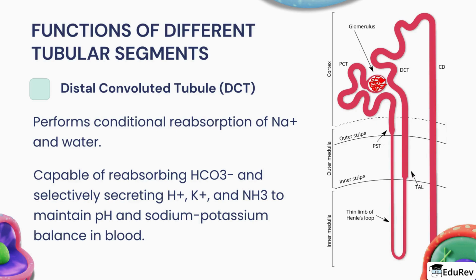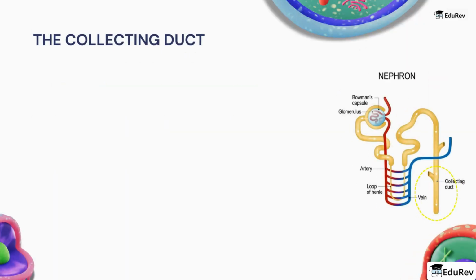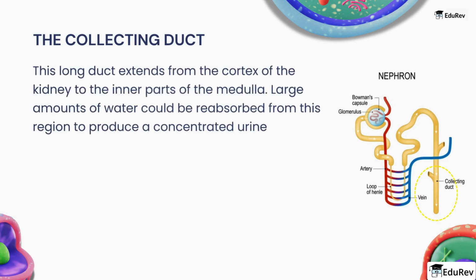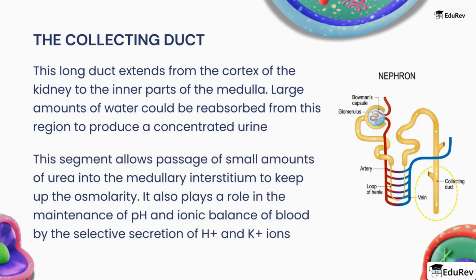Now, let's talk about the collecting duct. This long duct extends from the cortex of the kidney to the inner parts of the medulla. Large amounts of water could be reabsorbed from this region to produce concentrated urine. It allows passage of small amounts of urea into the medullary interstitium to keep up the osmolarity and also plays a role in the maintenance of pH and ionic balance of blood by the selective secretion of hydrogen and potassium ions.